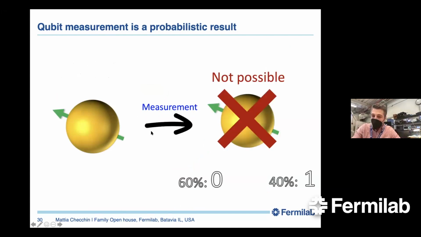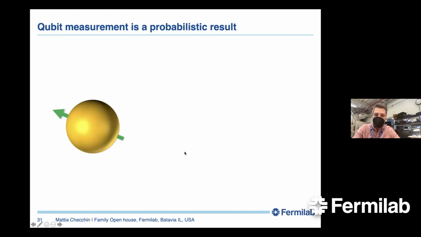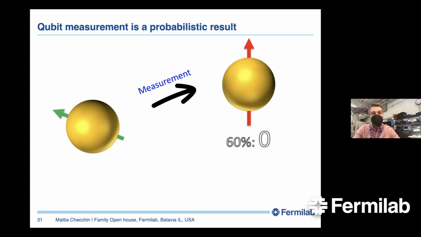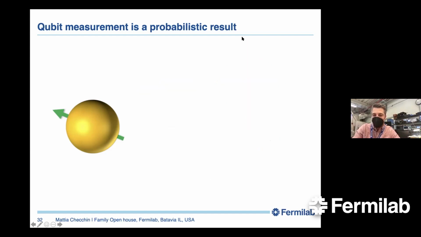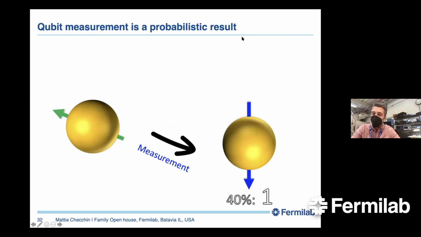There is no way that we can measure this situation. We cannot measure a situation in which it is 60% 0 and 40% 1. Actually, what we want to do is to repeat this experiment several times and repeat the measurement, so that over many measurements, we're going to figure out that 60% of the time we're going to measure the qubit up, 40% of the time the qubit is going to be down.